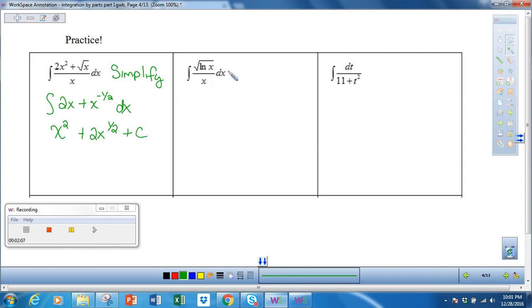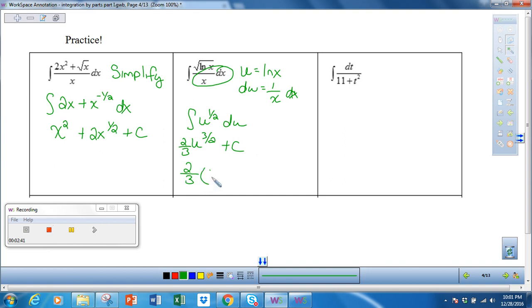For this one, I can't really simplify it. Again, there's no quotient rule in integration, so then I'm going to use substitution. If I make u equal to the natural log of x, then du is equal to 1 over x dx. And look at that, we have that in our problem. So now this is just a matter of integrating u raised to the 1/2 du. Using the power rule on that, I get u to the 3/2 times 2/3, which is 2/3 natural log of x raised to the 3/2 plus c.